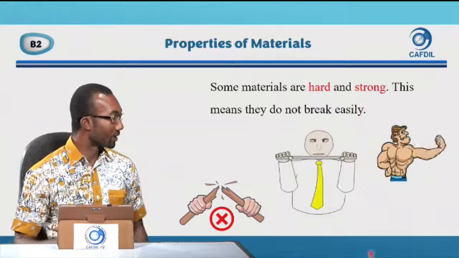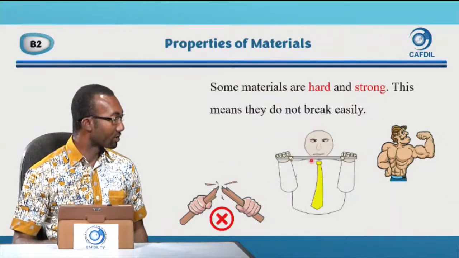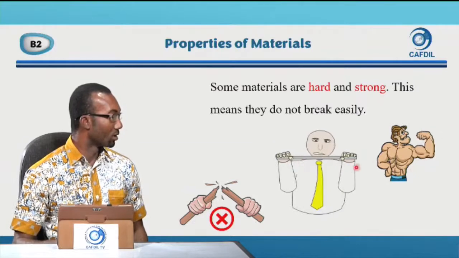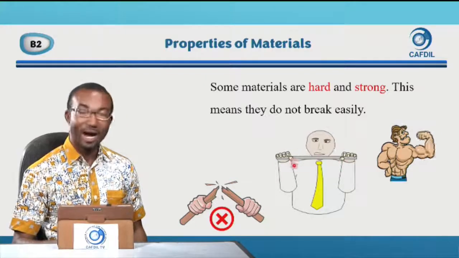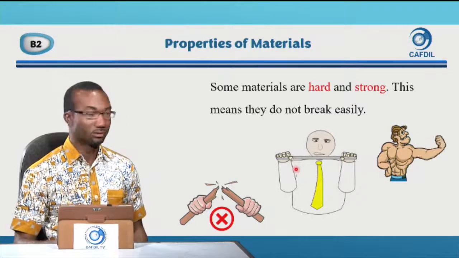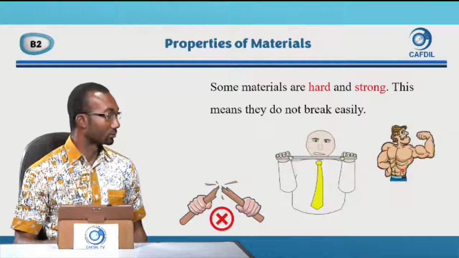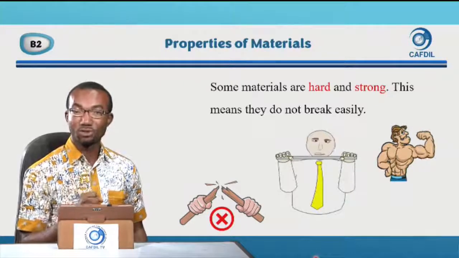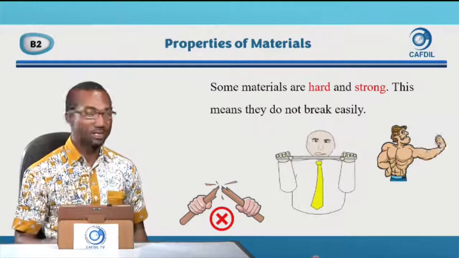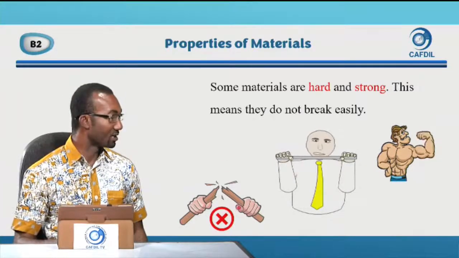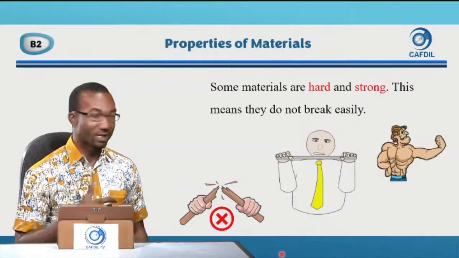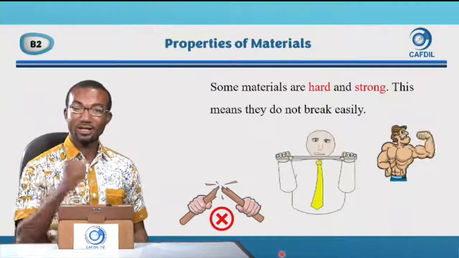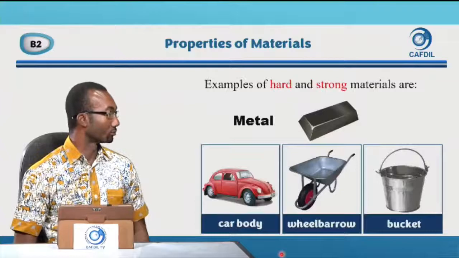So if you look at this man here, he is trying to break this metal into two, but he's finding it very difficult because the material is what? Hard and strong. So when you say materials are hard and strong, that means that you cannot break them easily, like this one. You can't easily break them. So let's look at some of the materials around that are very hard and strong.